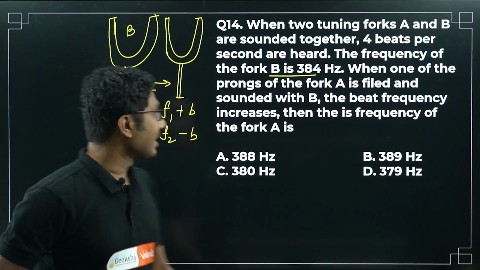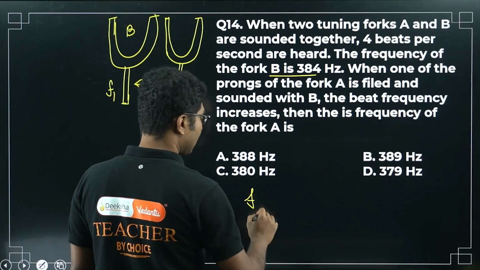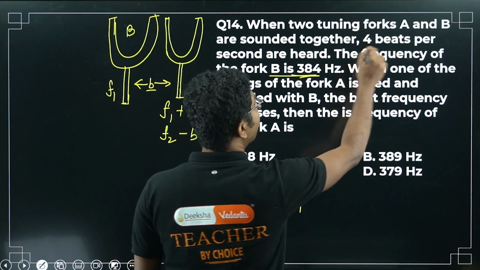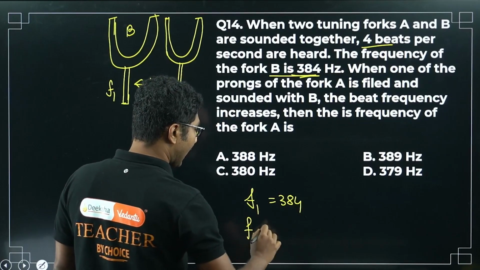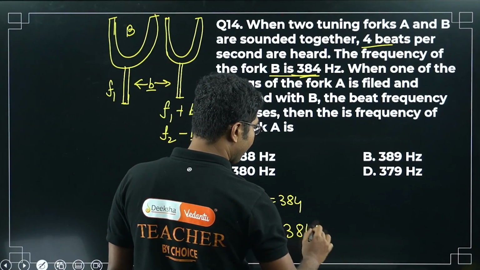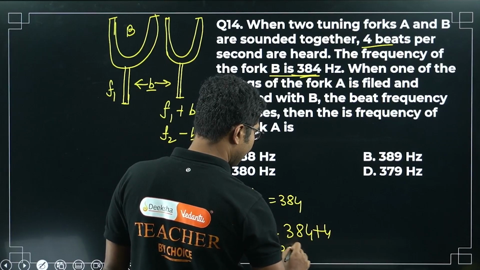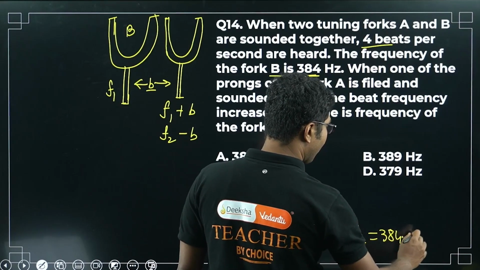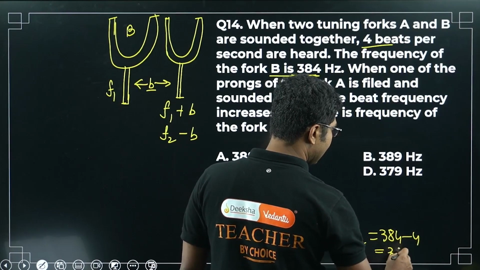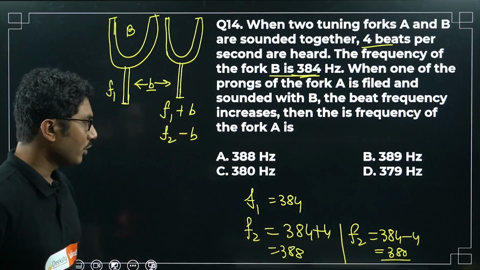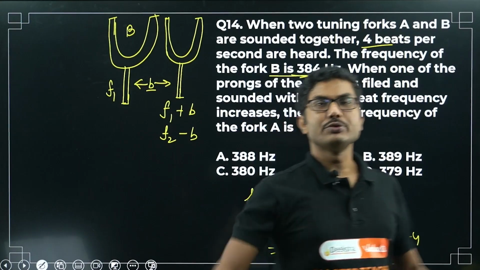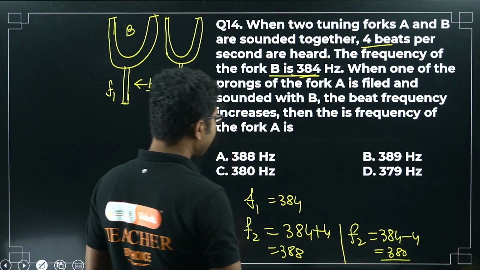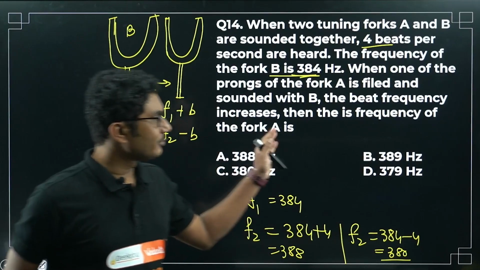So in this case, what is the value? F1 is given by 384, and beat frequency is 4. So F2 can either be 384 plus 4, that is 388, or it can also be 384 minus 4, that is 380. Both are possible, but you have to choose which one is correct. So either 388 or 380, either of them could be the answer. These two you can simply ignore.